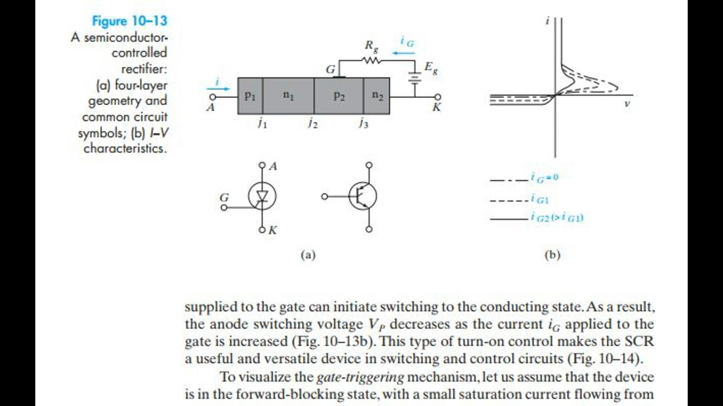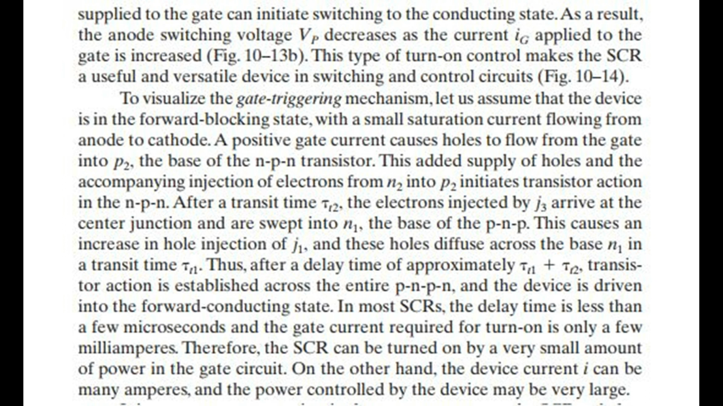To visualize the gate triggering mechanism, let us assume that the device is in the forward blocking state, with a small saturation current flowing from anode to cathode. A positive gate current causes holes to flow from the gate into P2, the base of the NPN transistor.